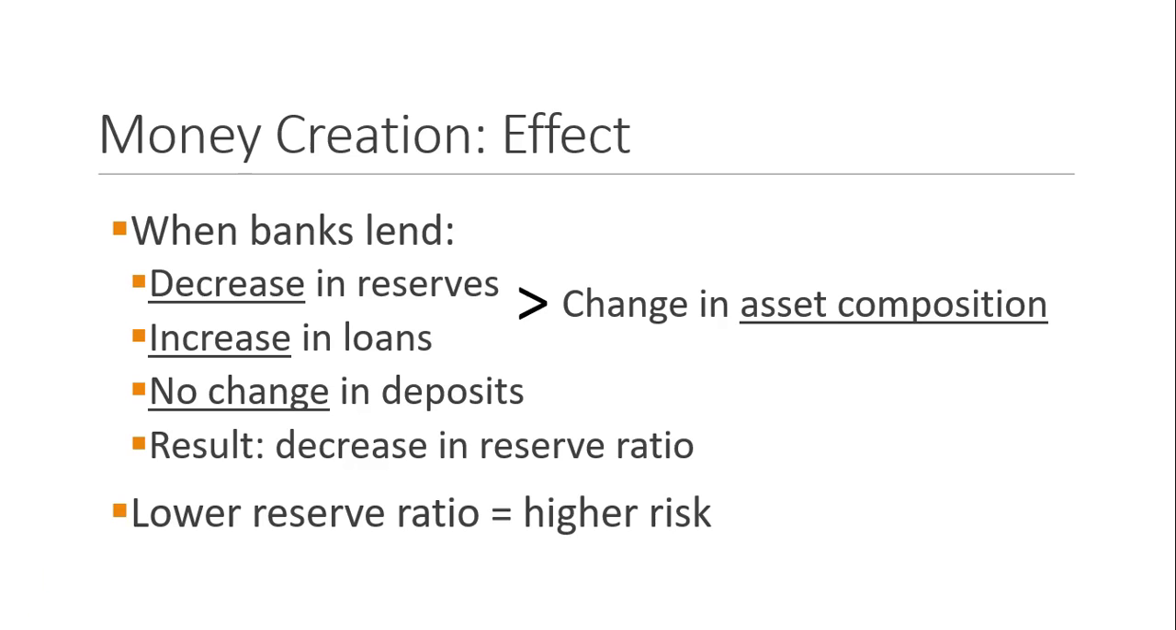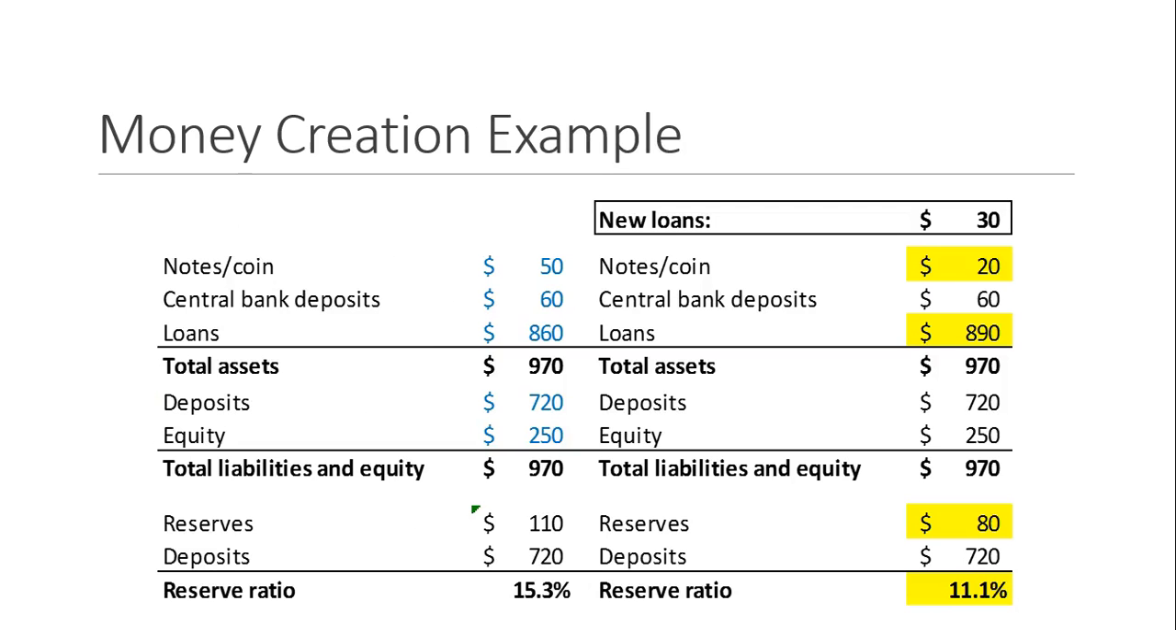The result is a decrease in the reserve ratio. And the lower the reserve ratio, the higher the risk at the bank. Higher reserve ratio is a safer position. Lower reserve ratio is a higher risk position. Let's look at an example. We have on the left side of the screen the bank position before making a new loan, and on the right side of the screen the bank position after making the new loan.